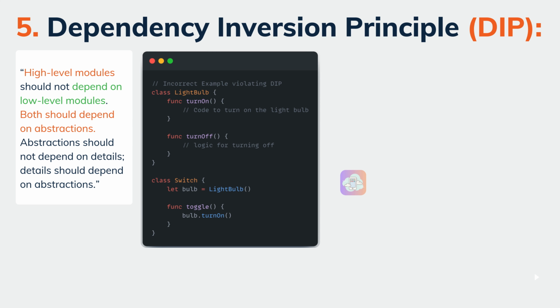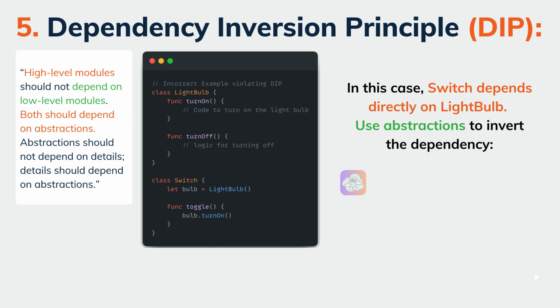Let's see what happens if we don't follow DIP. Here, switch is tightly coupled to light bulb. What if we want to switch on a fan or heater? We'd have to rewrite the switch class. That's a violation of DIP.